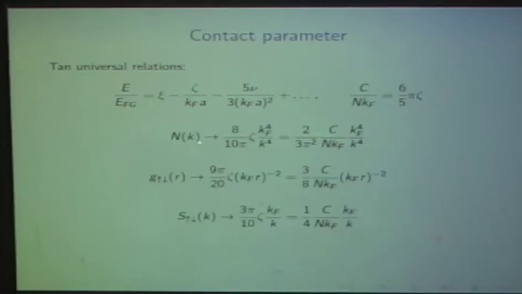And then the contact is related to the momentum distribution in the high momentum limit. And then the pair distribution function between different particles is also related to the contact parameter at short distances. And then we have the static structure function, again between different particles, that is related to the contact at high momenta. So we have these universal relations connecting the contact to different quantities.